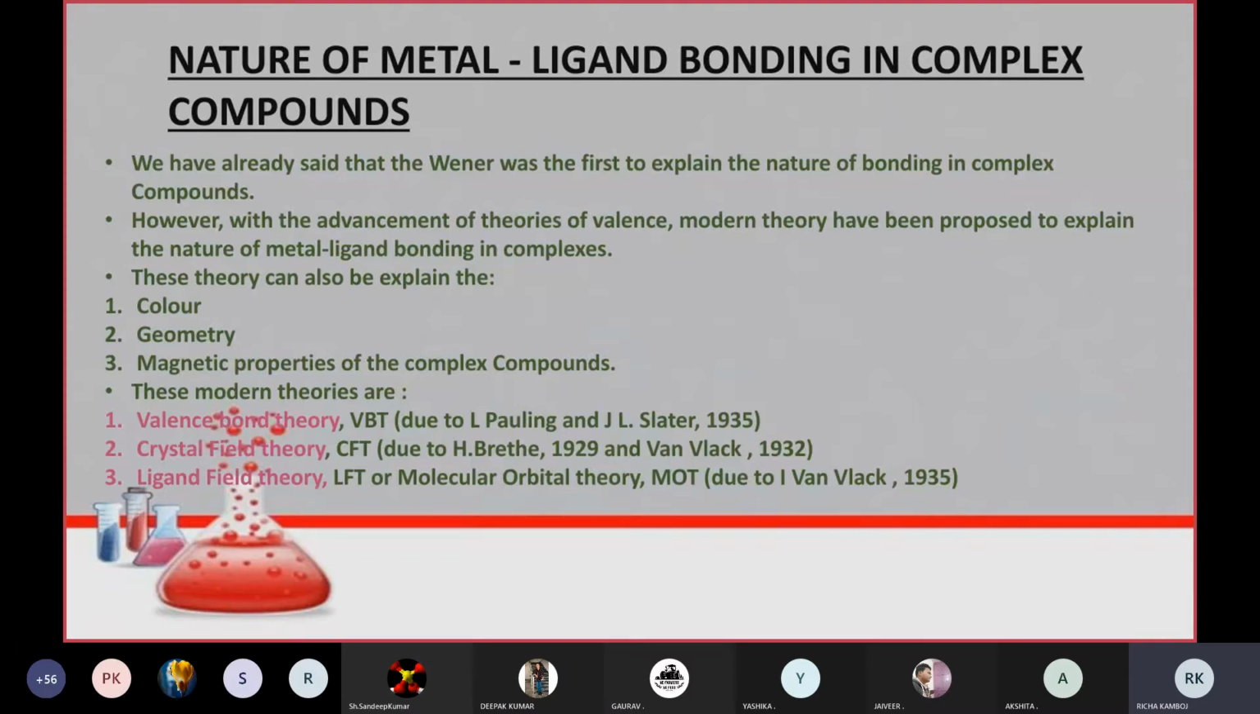These modern theories are: valence bond theory, VBT, due to L. Pauling and J. C. Slater in 1935. Second is crystal field theory, CFT, due to H. Bethe in 1929 and Van Vleck in 1932. Third is ligand field theory, LFT, or molecular orbital theory, MOT, due to Van Vleck in 1935.